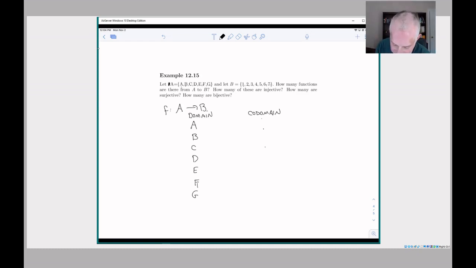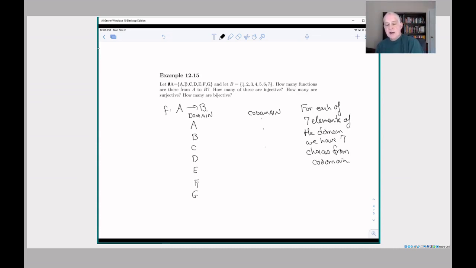So for each of the 7 elements of the domain, we have 7 choices from the codomain. And this is a classic example of what we call the multiplication principle. So the total number of possibilities is going to be 7 times 7 times 7 times 7, or 7 to the 7th possible functions. I haven't worked out what 7 to the 7th is, but that's the number. So this is the total number of functions.